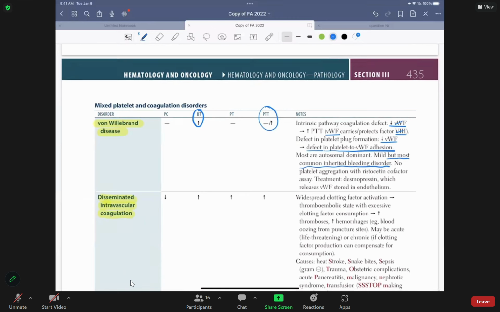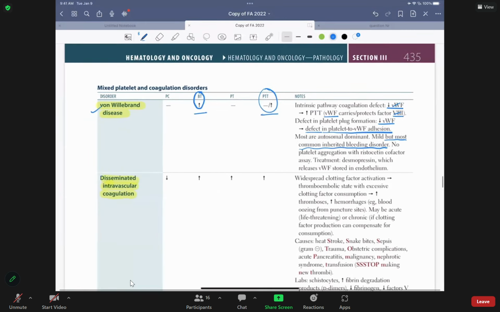In other words, the one and only disease that has increased bleeding time and increased PTT has to be von Willebrand factor. Is that clear, folks? That's a von Willebrand factor deficiency. Now, before I go further, is everybody clear with the basics on von Willebrand?